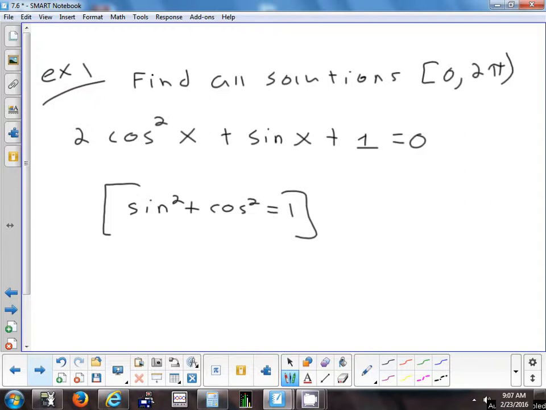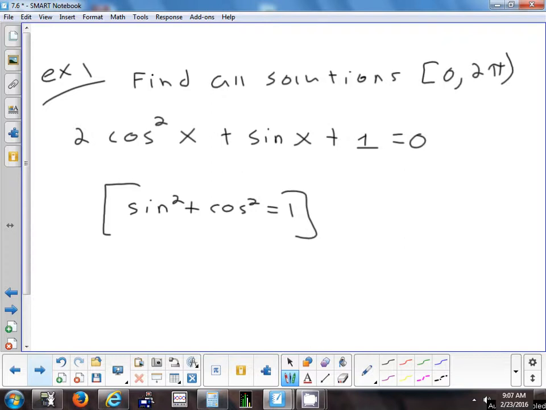For this problem, they want us to find all solutions just between 0 and 2 pi. You remember when we put plus 2 pi k or plus pi k on the end of our answers? We're not doing that in this section. They want you to find all the answers, but they're giving you bounds to be between: 0 and 2 pi.